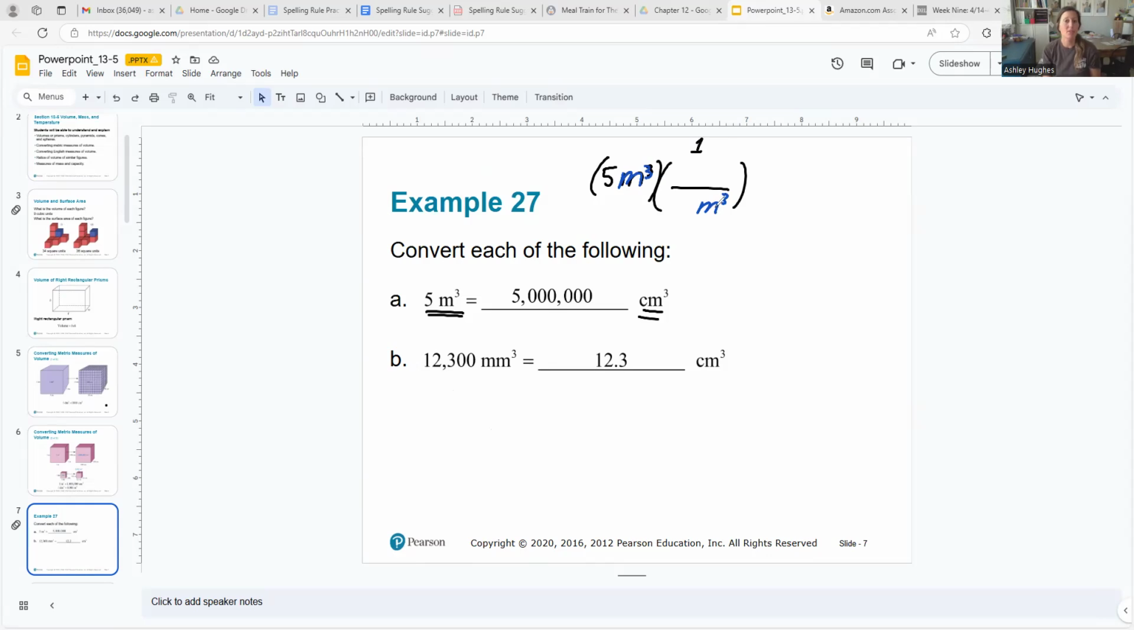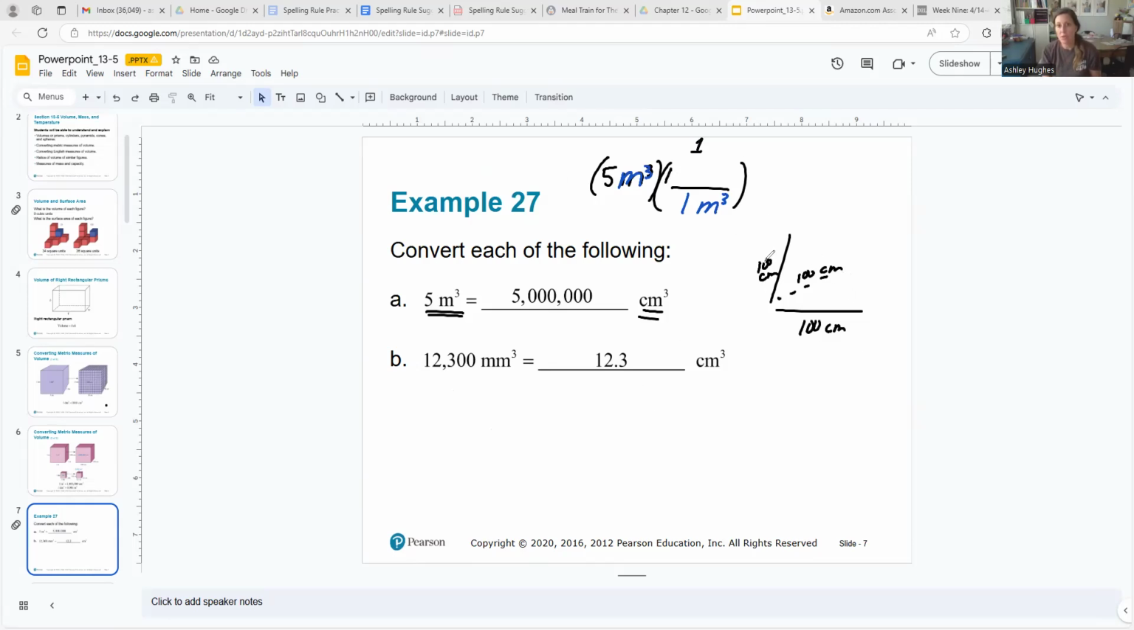So I'm going to have my meters cubed on the bottom. I'm going to put 1 meter cubed. 1 meter cubed is equal to how many centimeters cubed? Again, 1 meter is 100 centimeters. So it's not just going to be 1 meter cubed is 100 centimeters cubed. It's going to be 100 times 100 times 100. You're going to have that multiplying factor where it's cubed. So you have 100 times 100 times 100.